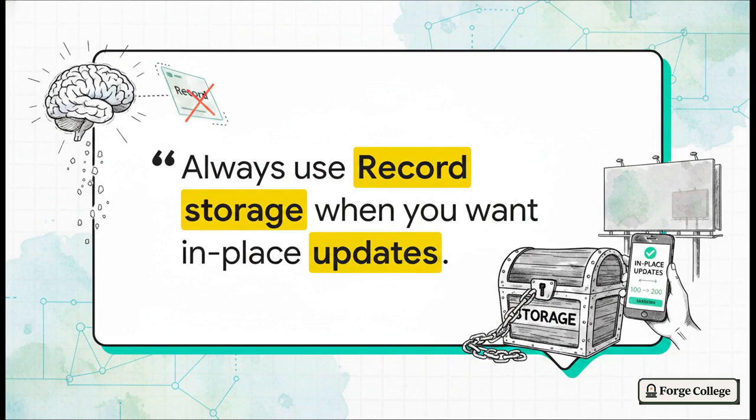Assigning record memory creates a temporary copy. Always use record storage for in-place updates. I cannot stress this enough. This is probably the most common and frankly disastrous trap for new smart contract developers.